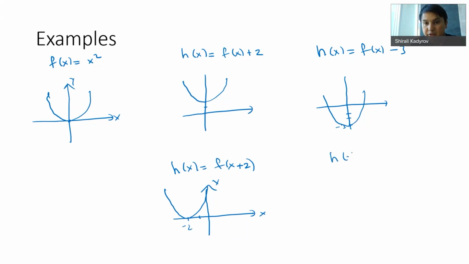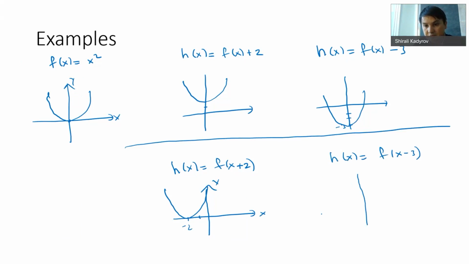And one more. Let's do f of x minus 3. So this is going to shift to the right? So let me split like this, so avoid the confusion. So I need to move 3 units, the entire graph, something like this. Okay.